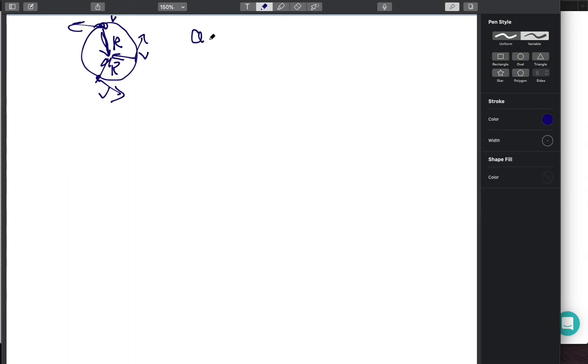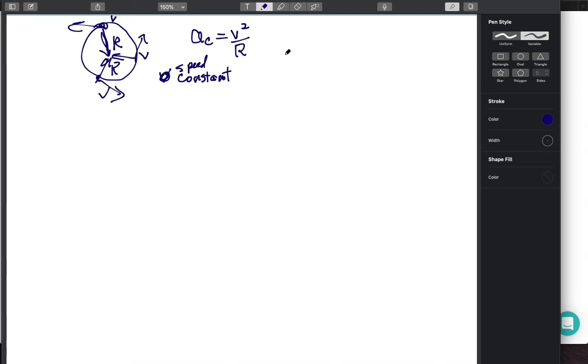So we call this centripetal acceleration, and it is defined by v squared over r, where r is the radius of your circle and v is your speed. We are assuming that v, the speed, is constant. The speed is constant, but the velocity is changing just because the direction is changing.